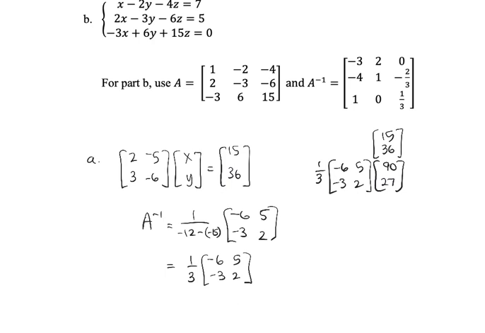And then we take this 1/3 into there, so 1/3 multiplied by 90 and 27 means that x is 30 and y is 9.